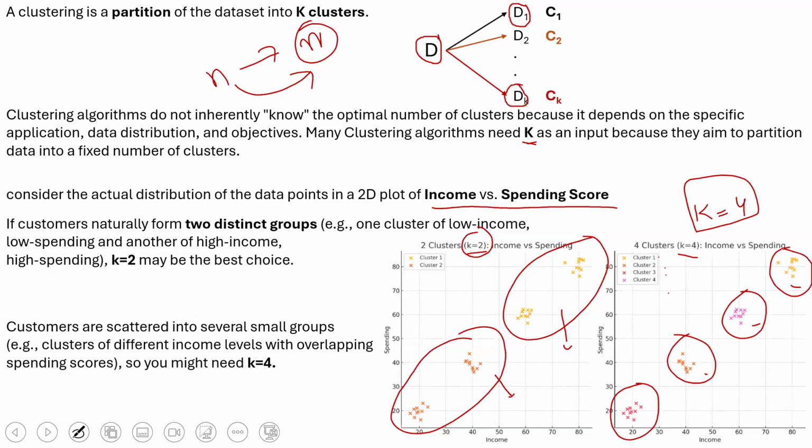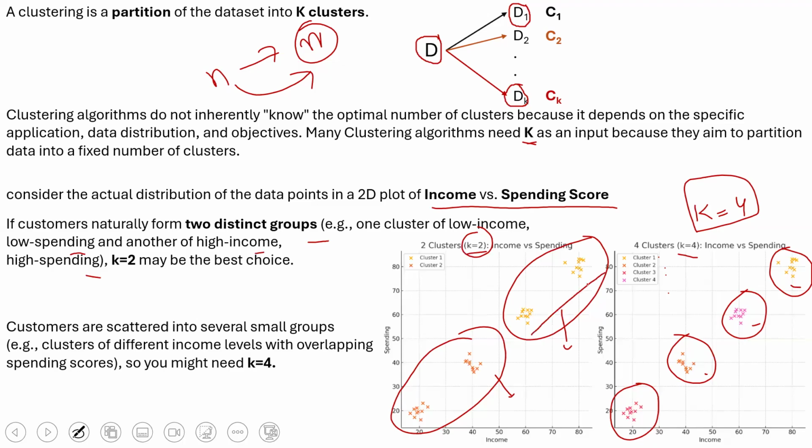Okay, why for the same data set do we need 2 clusters in one case and 4 clusters in the other? If you look at this example, the customers naturally form two distinct groups, one cluster of low income, low spending, and another of high income and high spendings. So in the first case, this is your use case. You have to form two clusters, whereas you want to differentiate the customers with low income and low spendings, and the other cluster has to be high income and high spendings.